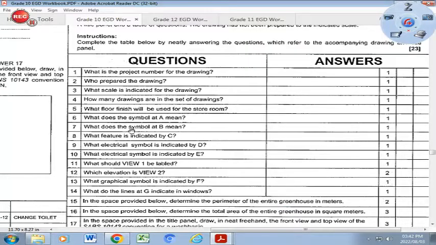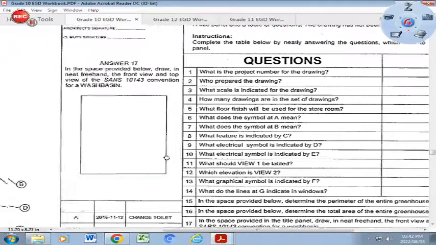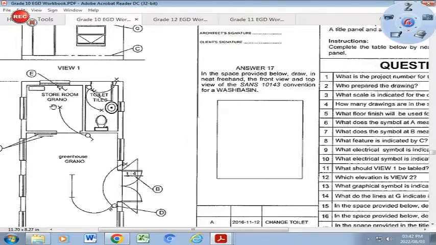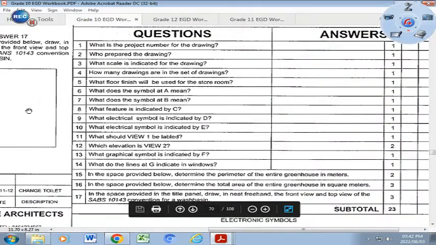What floor finish will be used for the storeroom? Number 5. So we go over to the storeroom and you will find there grano is the floor finish.